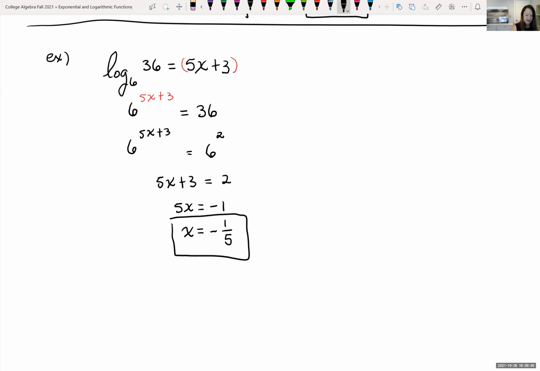If you plug it back in, because you really should know, this is 6 to what power equals 36. So this should give me back 2 when I plug in -1/5, and it does. 5 times -1/5 is -1, plus 3, which is 2.